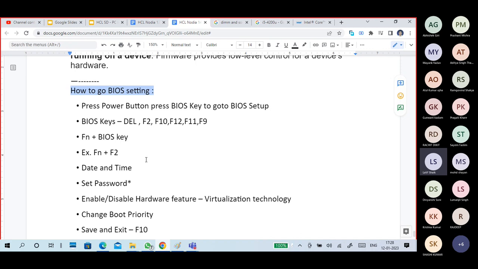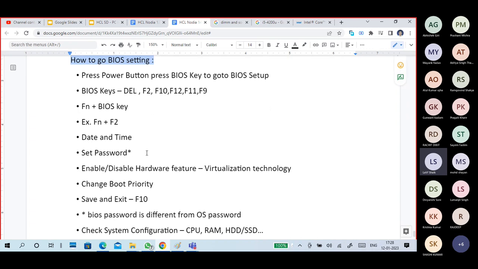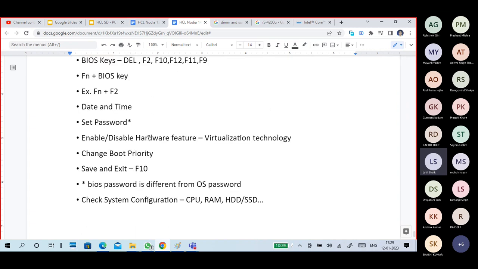So how to go to BIOS settings: power on your PC and press the BIOS key, then you will go to BIOS settings. In the BIOS settings, you can see the date and time and change them. You can set a BIOS password, so that no one else can come into your BIOS settings to change your configuration.